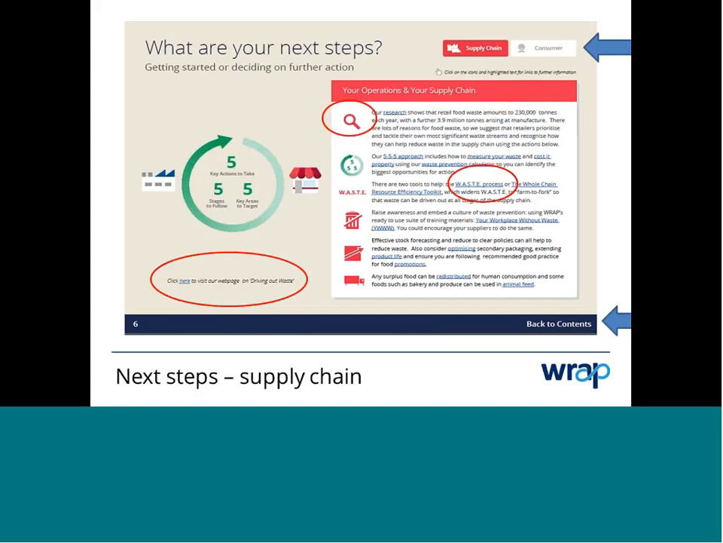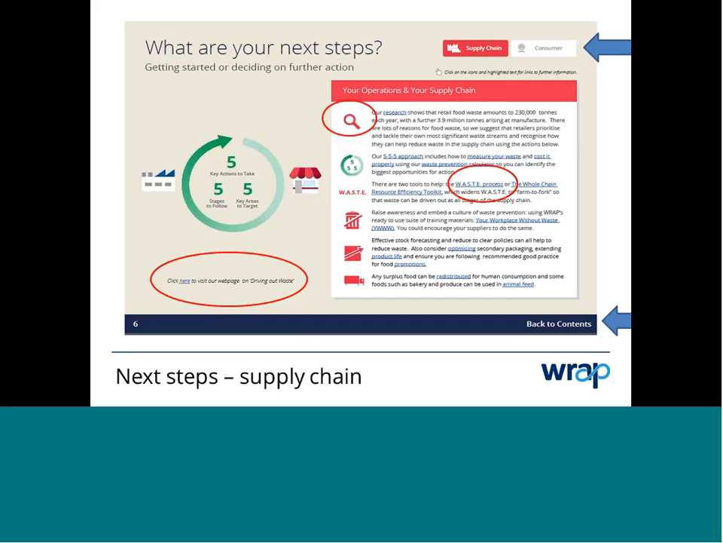So the next two are the next steps pages, one for supply chain and one for consumer. And this is an example of the supply chain page. So if you look top right, you can click through to the consumer page. The idea behind these pages is to take you to the information and guidance that will help you to either start to take action, or to give you ideas for further action.